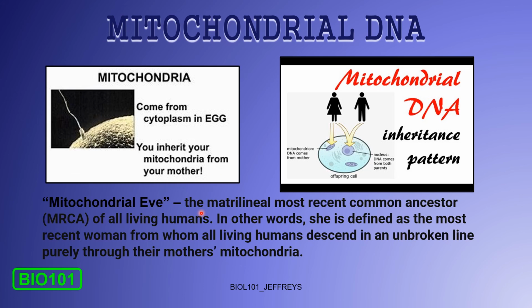And hypothetically, we can go all the way back to the first woman that ever existed by way of mitochondrial DNA. Because everybody's mitochondrial DNA comes by way of the female, of the mother's line. So you inherit your mitochondrial DNA from your mother, and she got it from her mother, and so on and so on, back to the first woman that ever existed. We call her mitochondrial Eve, the matrilineal most recent common ancestor of all living humans. So she's defined as the most recent woman from whom all living humans descend in an unbroken line by way of mitochondrial DNA. Again, it's hypothetical, however, well, I should say theoretical, because the evidence supports that idea.